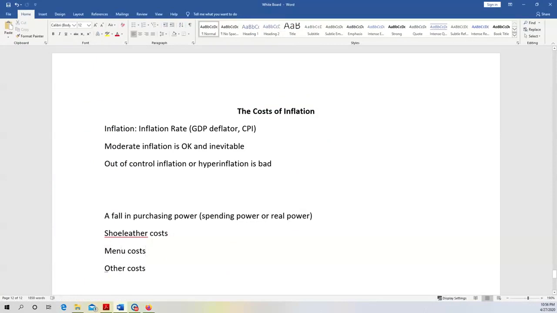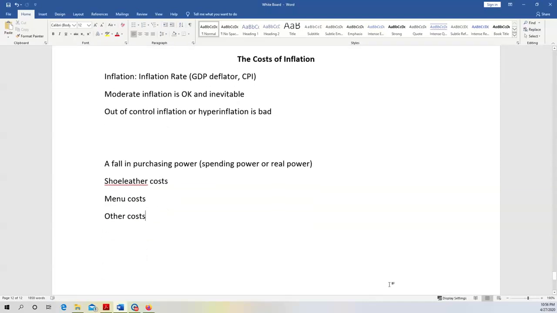And of course, there are some other costs associated with inflation, and I'm not going to discuss them here, so you are recommended to read textbook chapter 7 section 2, the cost of inflation, on the remaining costs.